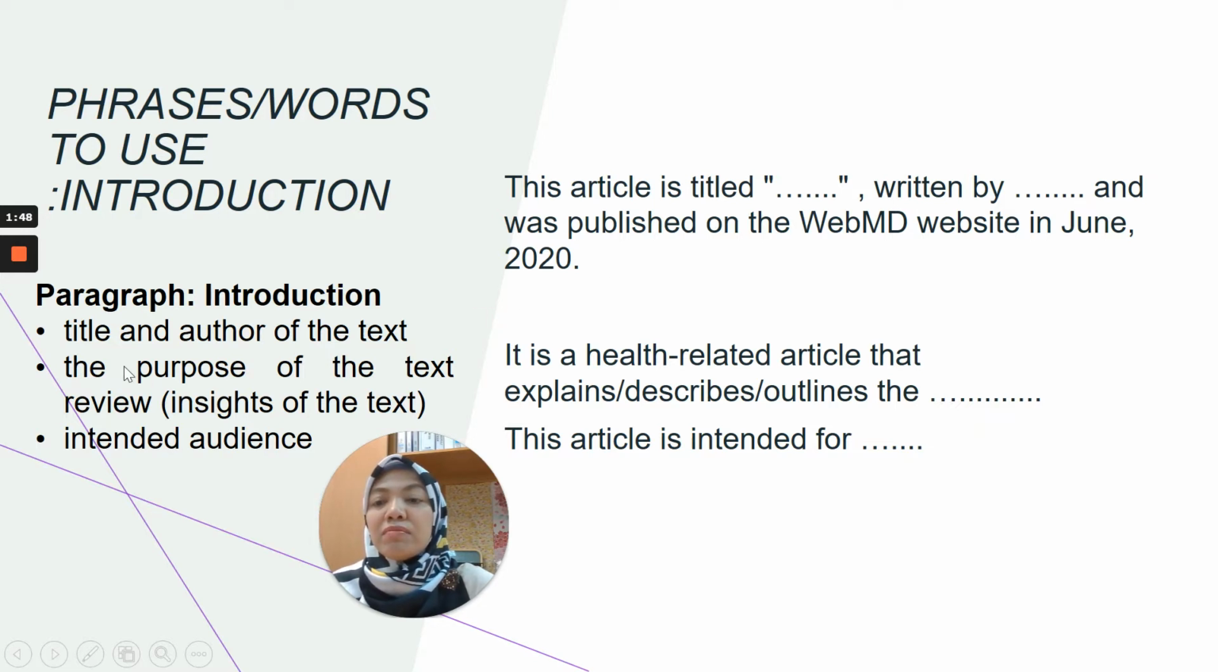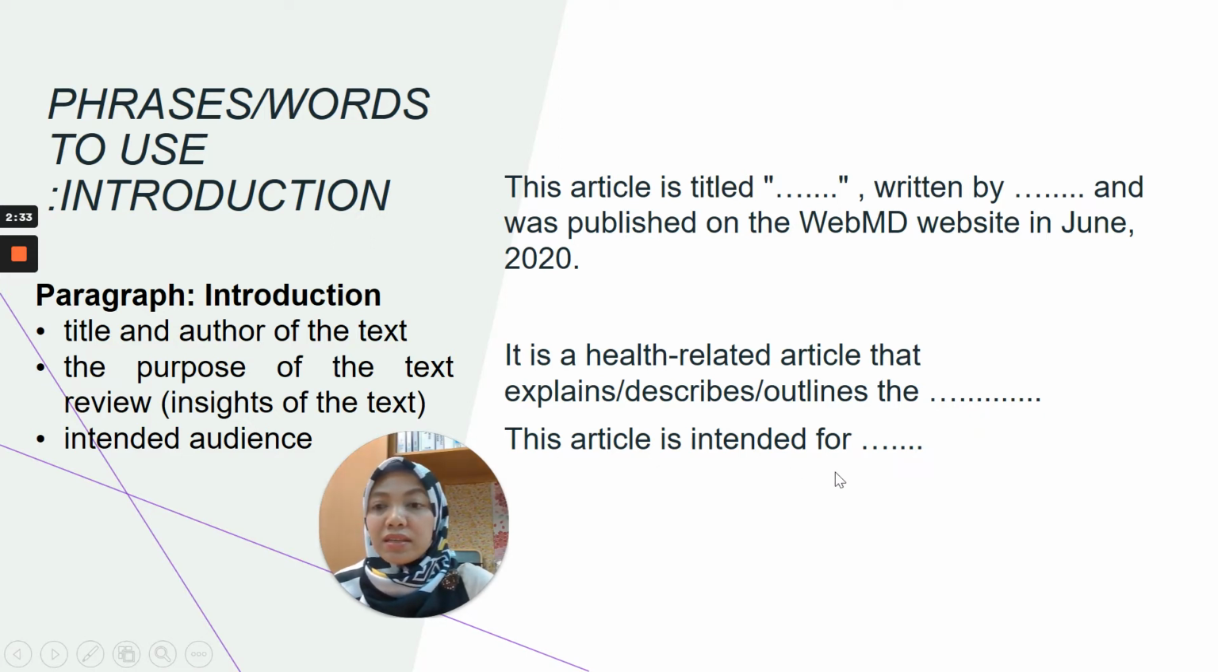All right, and then you can mention the purpose of the text review. Okay, what is the purpose of you reviewing the text? Are you going to explain some benefits of something? Are you going to explain the causes of something? Depends on the content of the article. All right, and you can also mention, we talk about genre, right? So in this context, you can mention the topic of the article. Is it health related? Is it something to do with sports or something to do with artificial intelligence? All right, so that will depend on the content of the article that you choose.